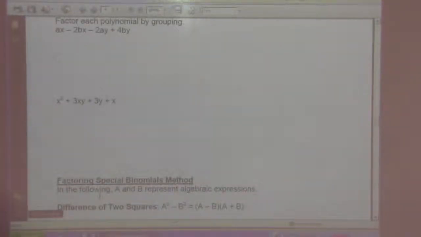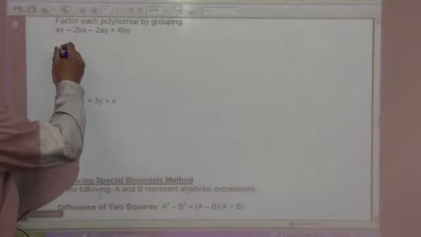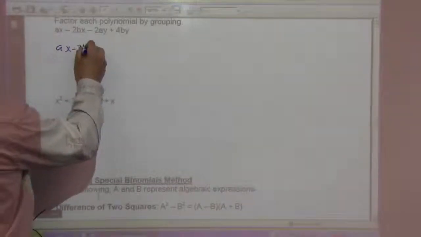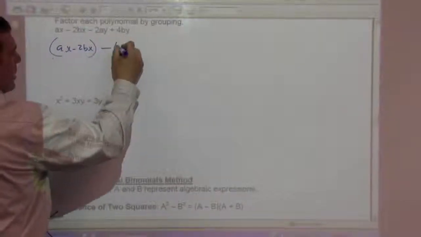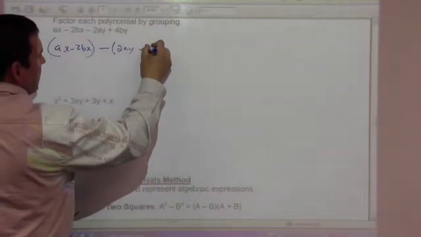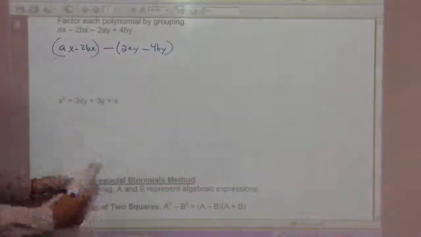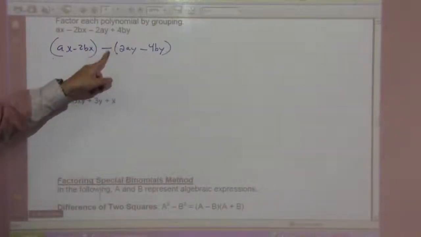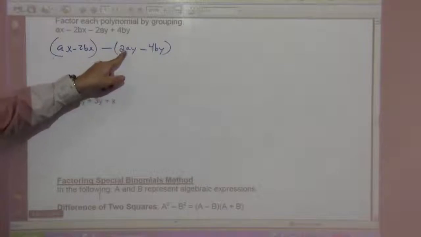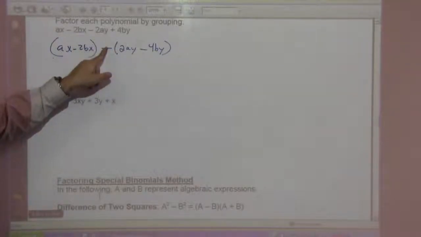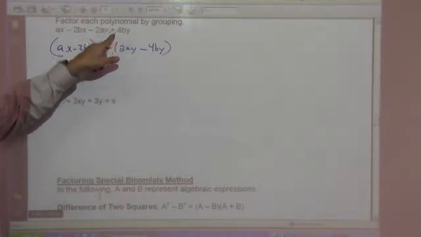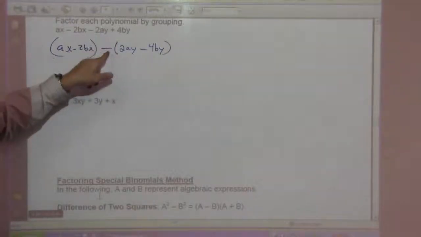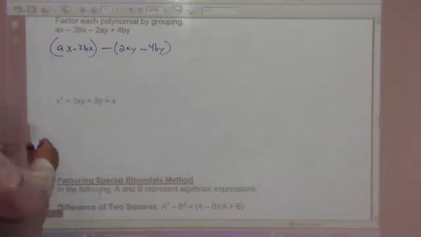And that happens sometimes. Okay, for this first one, we have ax minus 2bx. I'm going to group those together, minus, now watch this, 2ay minus 4by. So you're probably thinking, why is this a negative? Well, I factored out a negative. A negative times 2ay is negative 2ay. Negative times negative 4by is positive 4by. So when I group these, and there's a negative out here, I've got to change the sign.